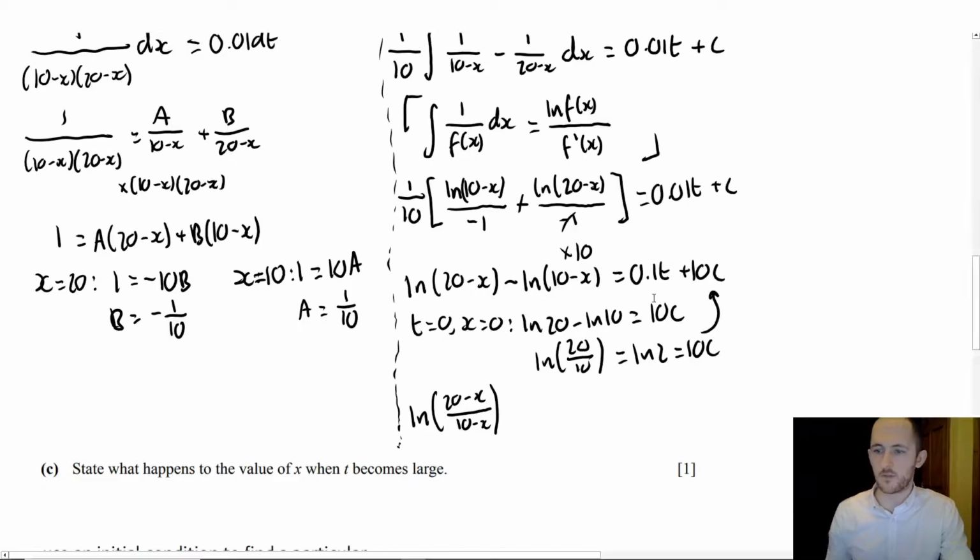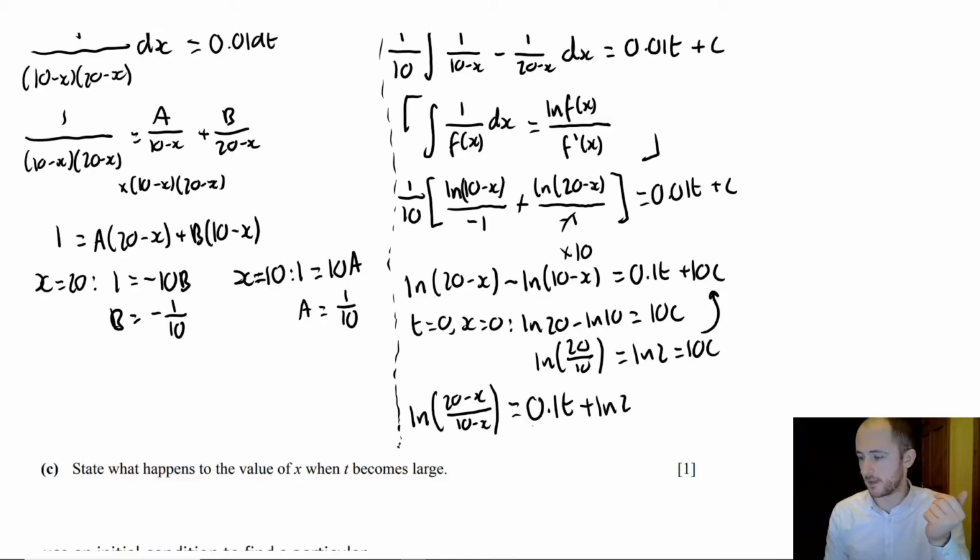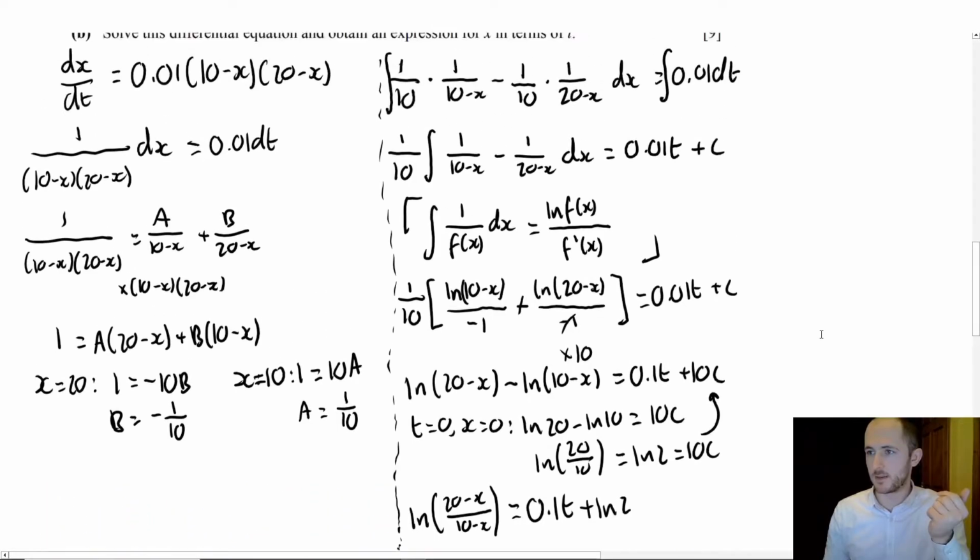Right? Because again, rules of logs. If you subtract one log from another log, assuming they have the same base, so all ln's have the same base, then all you do is divide them. So it's this over this, because there's a subtraction. And that equals 0.1t plus ln 2.